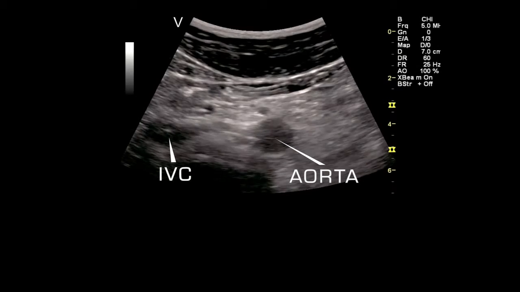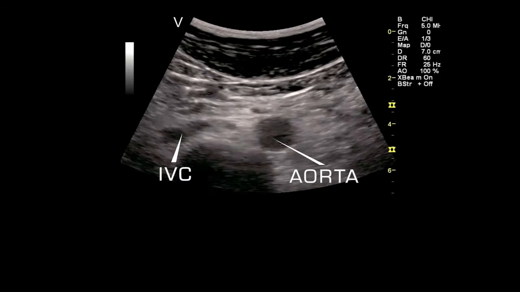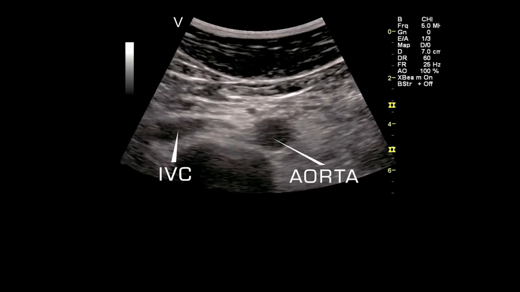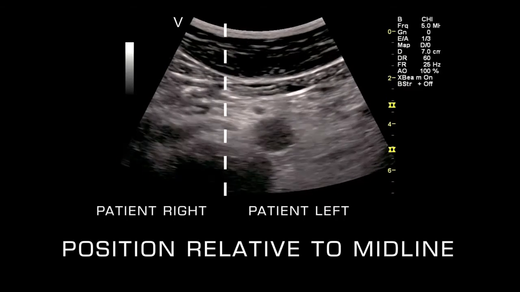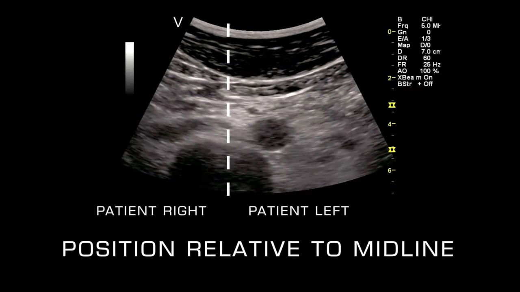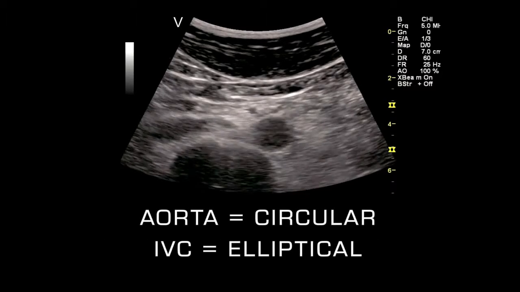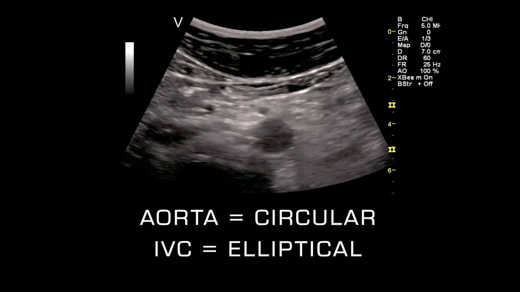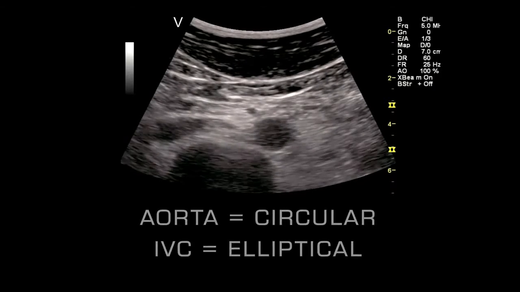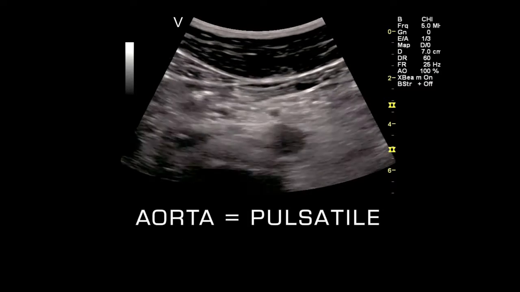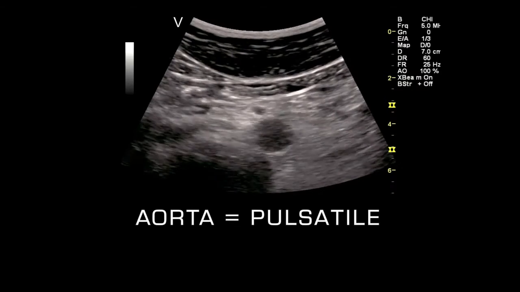There are several features that will help to distinguish the abdominal aorta from the inferior vena cava. The aorta tends to be located to the left of the patient's midline, whereas the IVC is located to the right. The aorta appears circular in cross-section, while the IVC may appear elliptical or teardrop-shaped. The aorta is pulsatile, while the IVC is not as pulsatile.